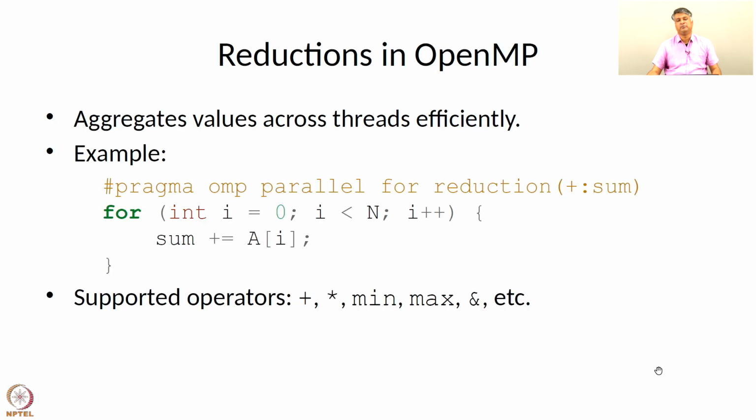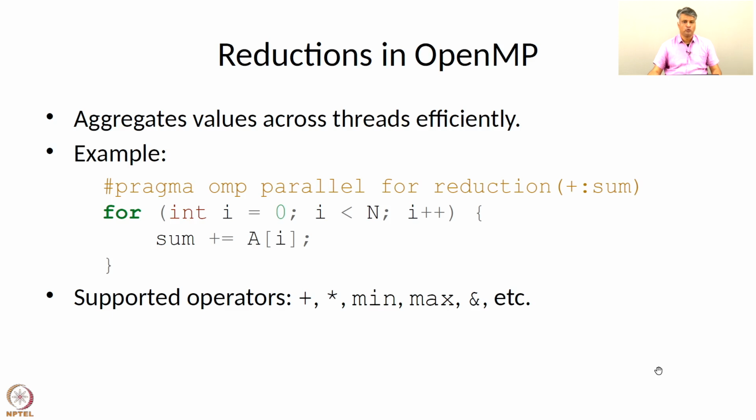Finally, a lot of OpenMP operations require reductions, which is essentially doing aggregates of values across different threads. These reduction operations could be several. It could be doing a sum, a product, a minima, a maxima, logical ANDs, logical ORs, and so on and so forth. Here is an example where we are doing the reduction in the value of the variable sum.